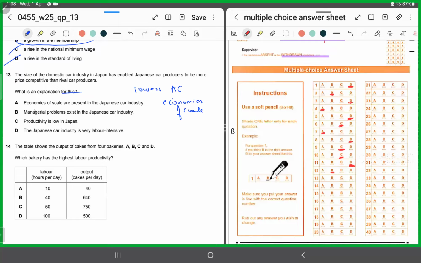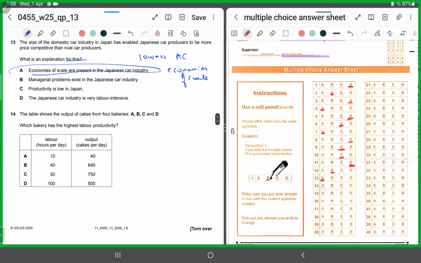Right, guys? So for 13, we'll shade in A. 14. The table shows the output of cakes from 4 bakeries A, B, C, and D. So option A, B, C, and D are basically bakeries. The first part of the table displays the labor, how many hours per day is being put in, and how many cakes are produced per day.